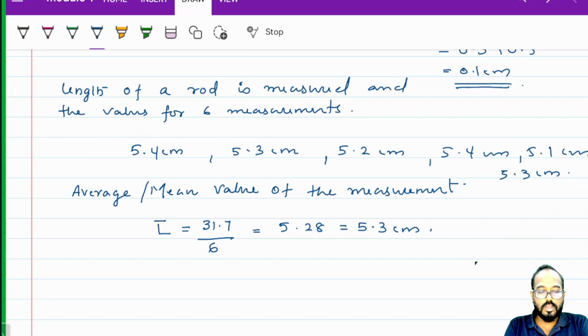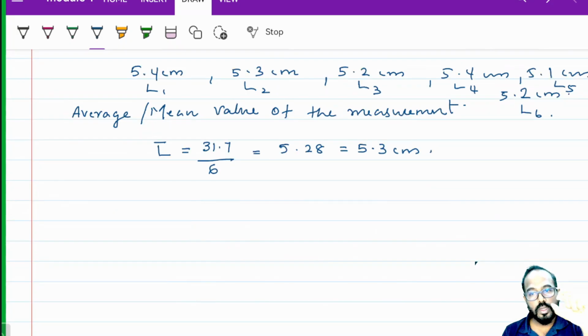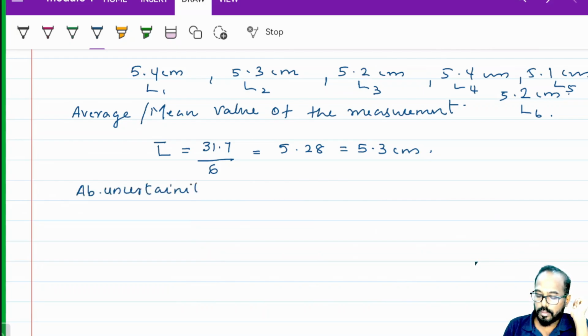So this is the average value of the measurement. Understood? Now next step is you need to find out how much each measurement is deviated from the mean value. So that is the absolute uncertainty in each measurement. Okay, so absolute uncertainty in first reading.